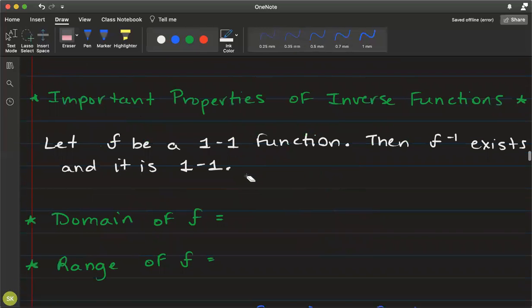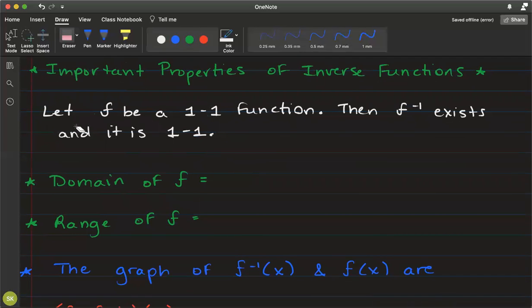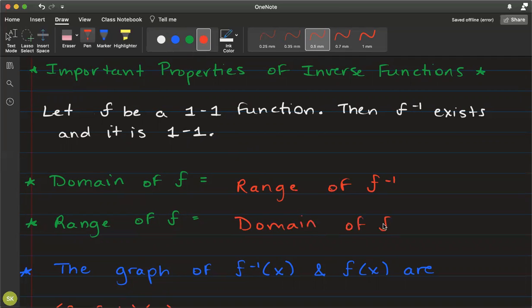Before we get to that, I want to tell you about some important properties of inverse functions. So suppose f is a one-to-one function. Then your inverse, f inverse, exists, and it is also one-to-one. I mentioned that just a minute ago. So a one-to-one function has an inverse, and that inverse is one-to-one. Another really important property is that the domain of your function f is going to be equal to the range of your inverse function. And the range of f is going to be equal to the domain of your inverse function.